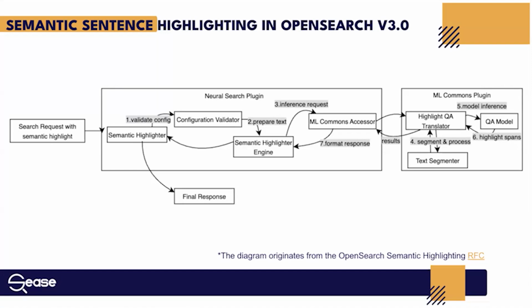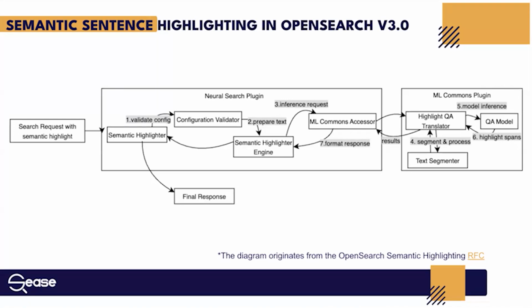This is a high-level architecture of semantic sentence highlighting, how it works in OpenSearch and how they implemented it. It originates from the RFC. You can have a look at the RFC for all the discussions and detailed stuff. I'm not going through the code line by line, all the classes. This is the high level. We have the search request with semantic highlight, so we have to highlight this sentence.